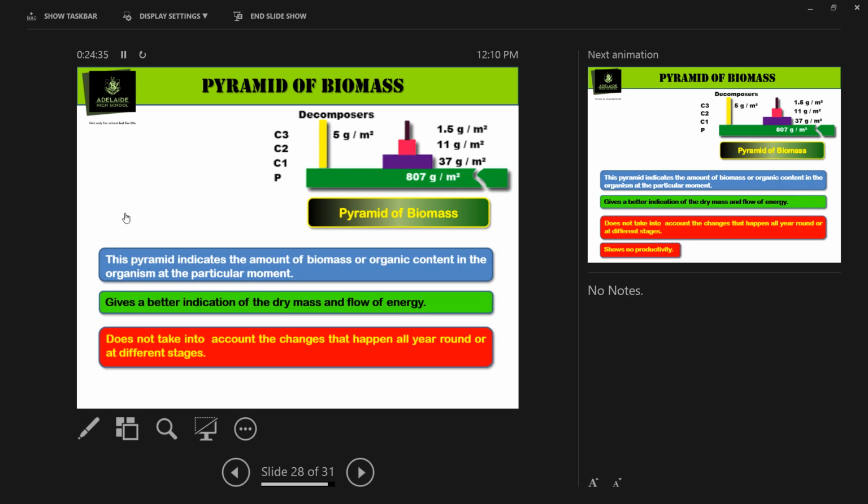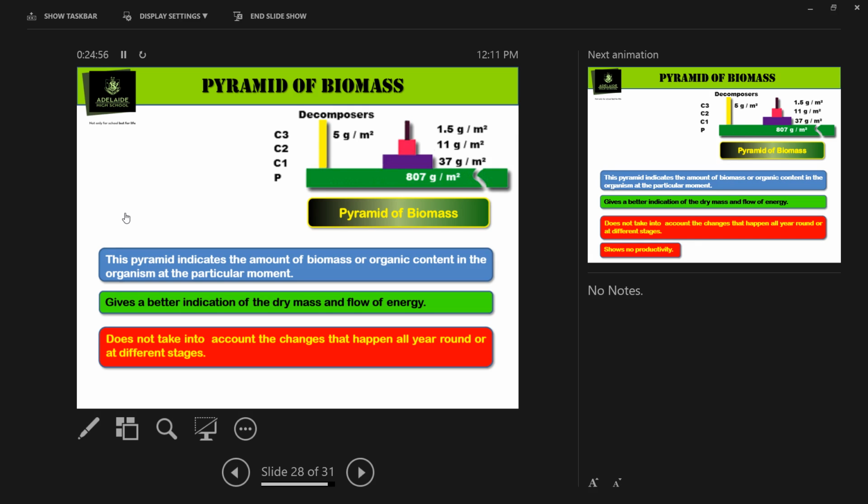Next, the pyramid of biomass. Don't worry guys, just another few more slides. Just be patient. You see P, C1, C2, and C3, and this here will be your biomass. Of course, at the side here are the decomposers, but just ignore them. They are only trying to balance up the remainder of your trophic levels.